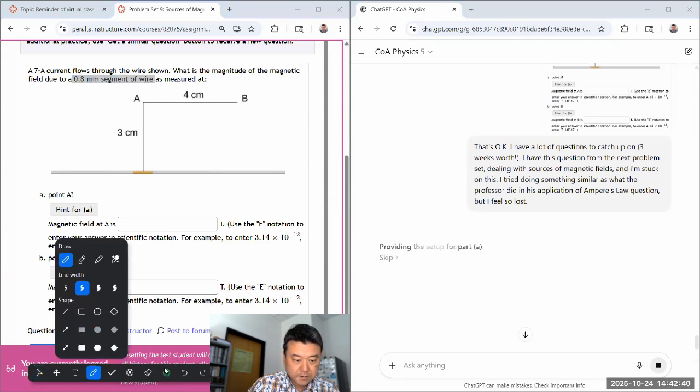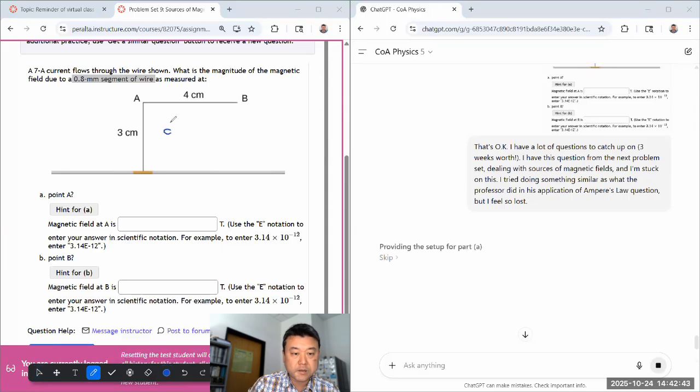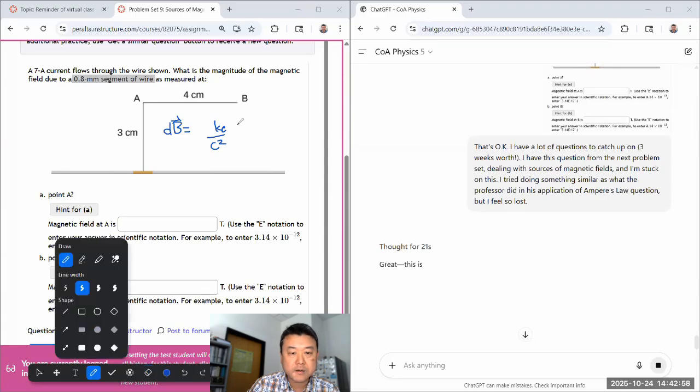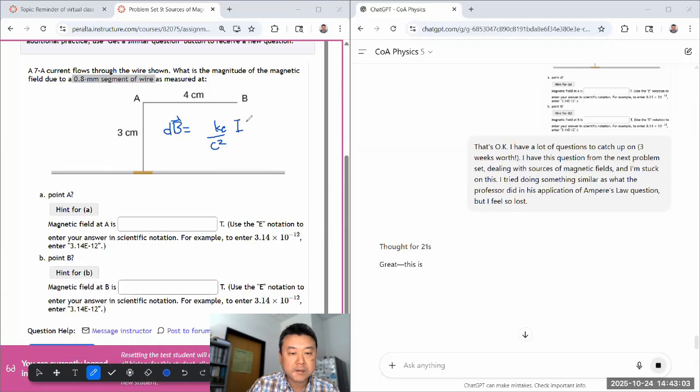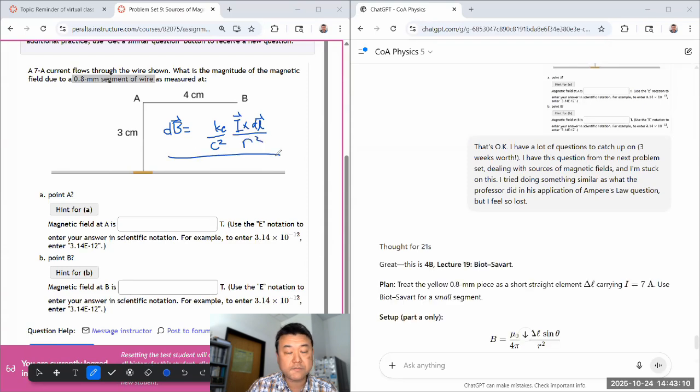Sure, ChatGPT is going to give me this, but you just deal with the infinitesimal contribution to the magnetic field, which is 4 pi k over c squared. I think that's correct. Or no, not 4 pi. It's k over c squared times I cross dl, where these are treated as vectors, divided by r squared. You just use that. You don't have to do any integrals. And here dl would be that 0.8 millimeter segment of wire.